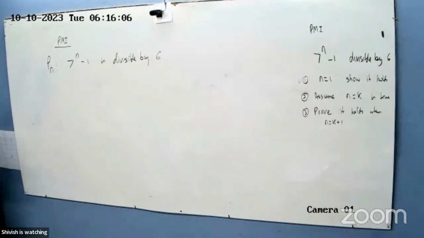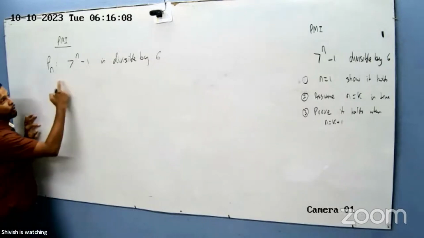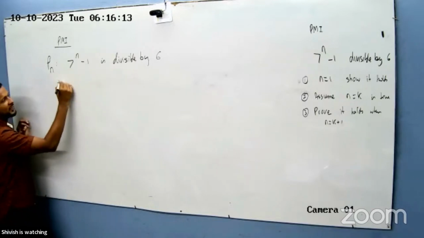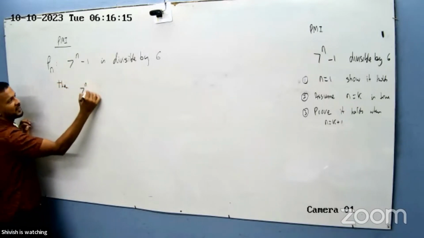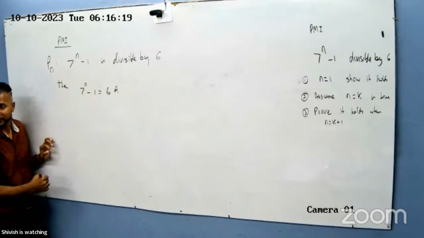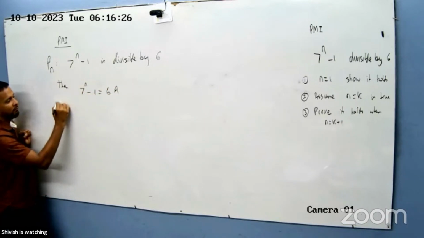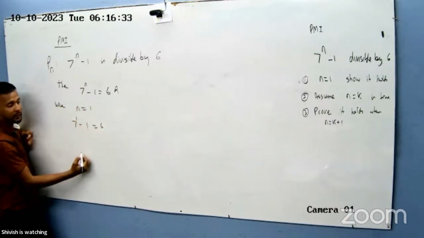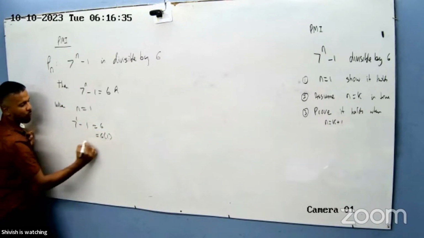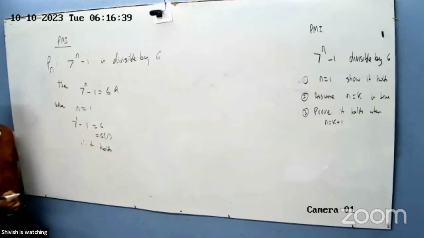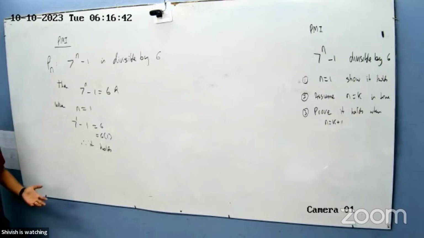So 7^n minus 1 is 6, right? So since it's divisible by 6, we can say this. We can say that 7^n minus 1 is equal to 6 times some letter. Correct? So when n is equal to 1, we're going to get 7^1 minus 1, which is 6. Right? Which is of the form 6 times 1, therefore it holds. Are you okay with that? It holds, right? That is divisible by 6.